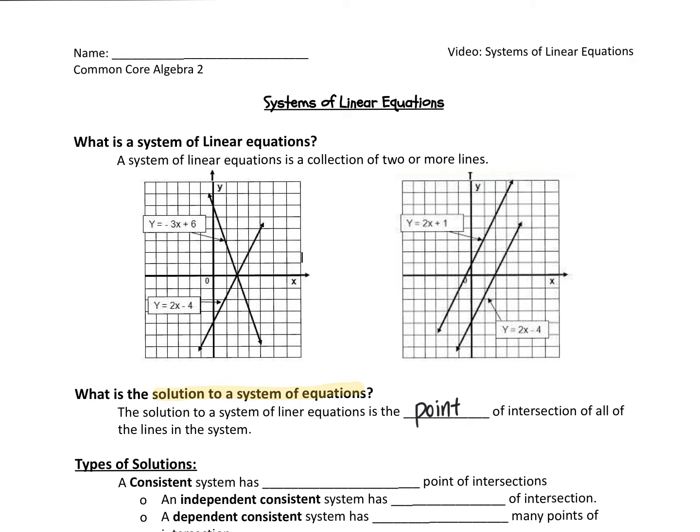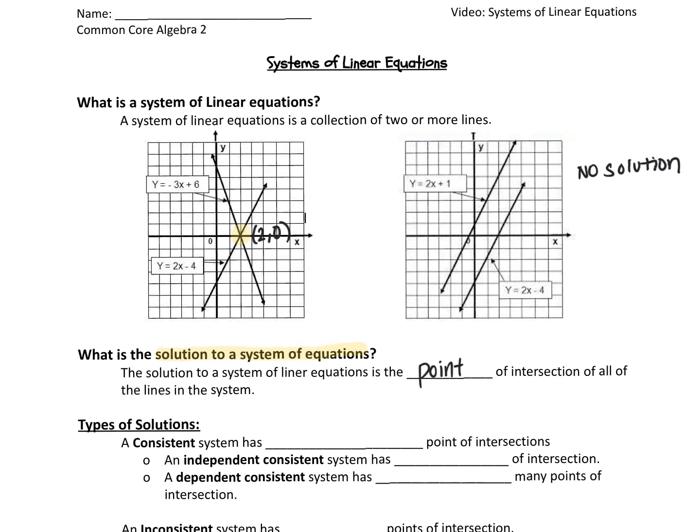So here, the point of intersection is right here, and we can name that point. We're going to go over 2 and up and down nothing. So this point of intersection would be (2, 0). Now, in this scenario here, the lines never intersect. So since they never intersect, that means there's no solution.